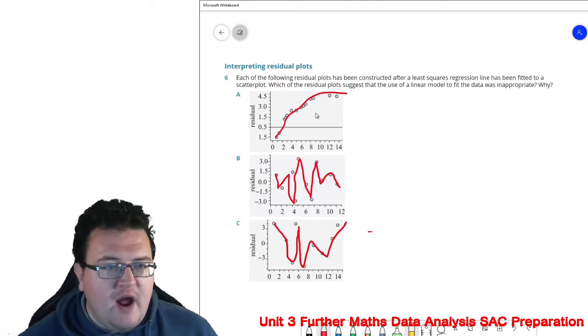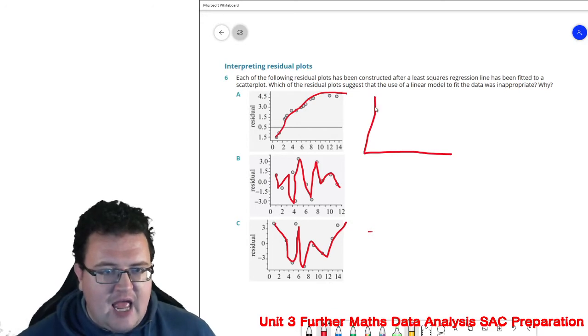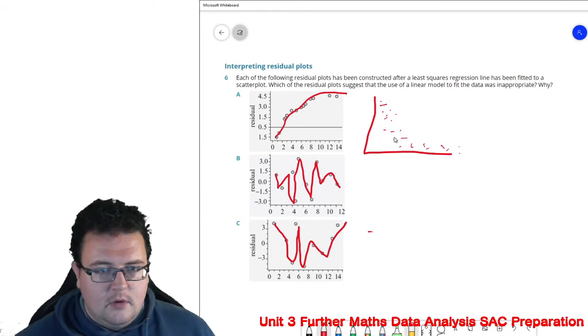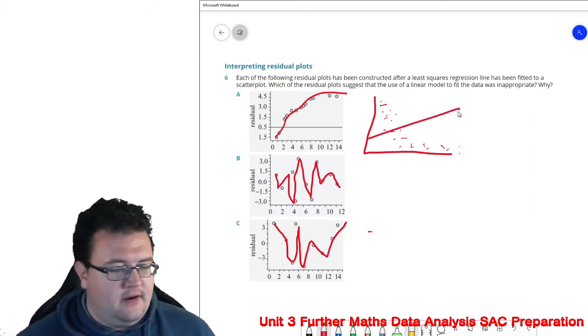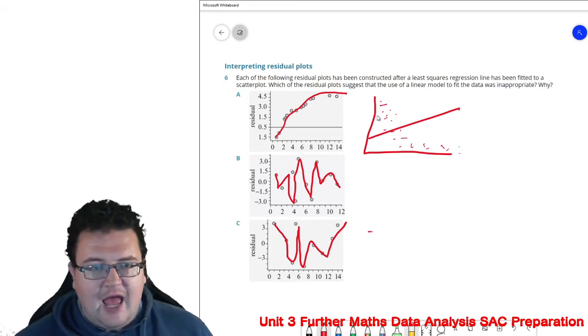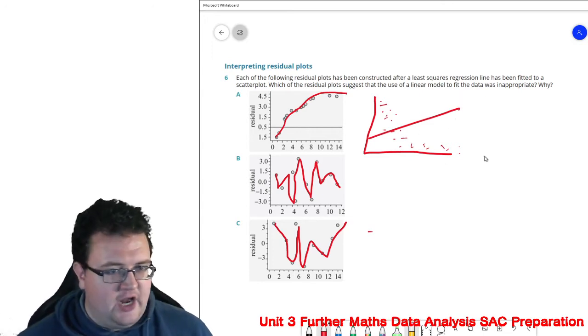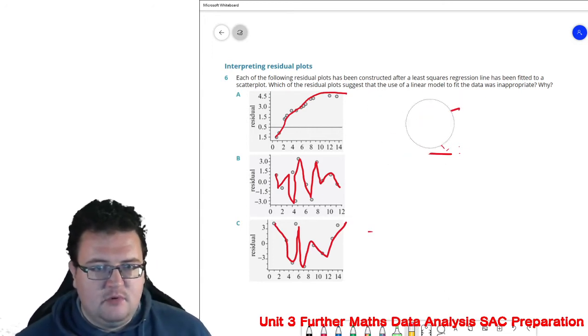For example, the only way that I can think of to get a residual plot like this was if I had a bunch of data and I tried to fit a line like that, when clearly it's curving downwards. As I go across, my data points are getting further and further away from where the predicted line actually is. It's not a great example, but it's an example.